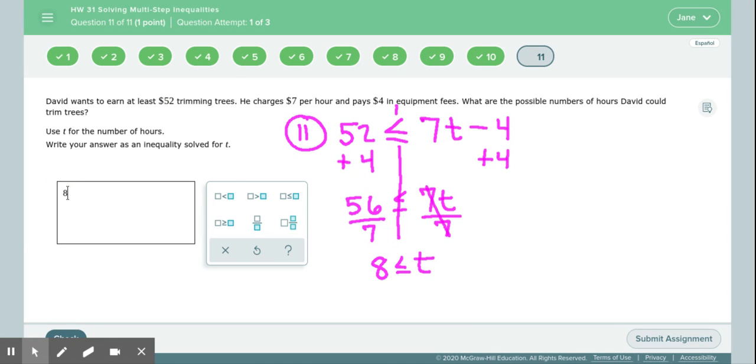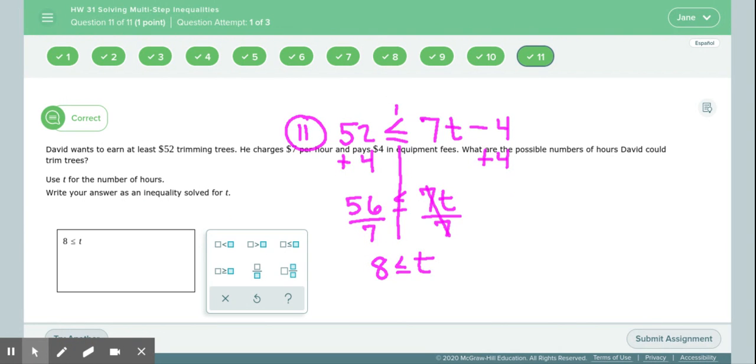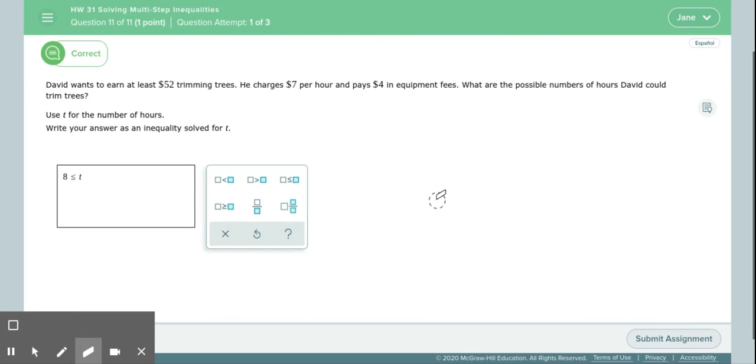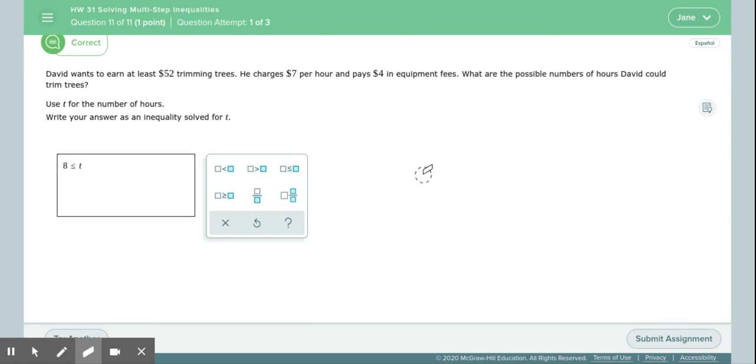And then, as always, please make sure that you type your answer into ALEKS. Check to make sure that you are right. And if you are wrong, please go back and try to find your mistake. And once again, if you need help, please email your algebra teachers specifically for those questions, and we will help you specifically for those questions that you ask.